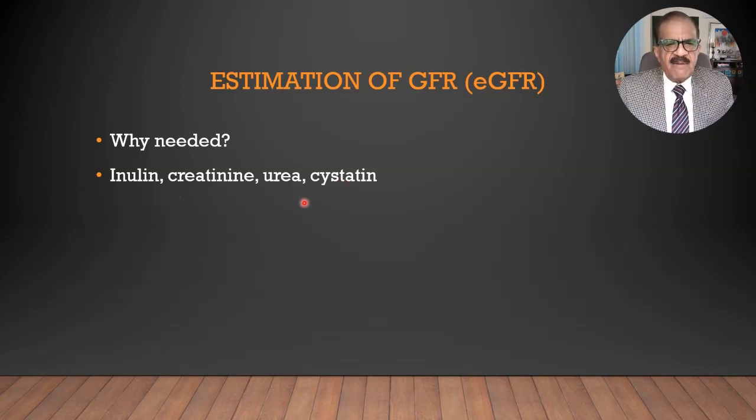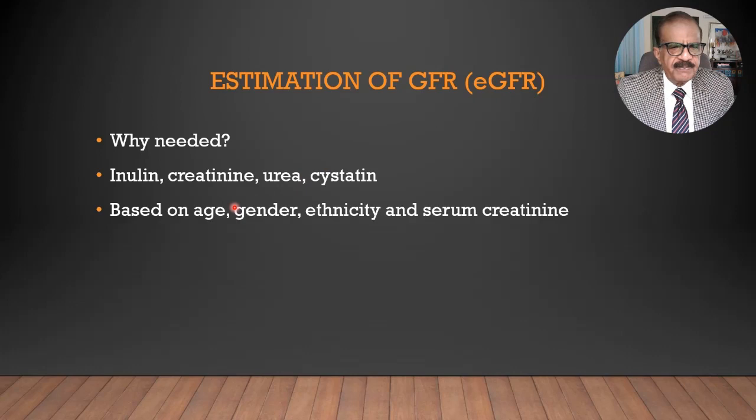Luckily nowadays we have something called cystatin. Now cystatin is a substance which is present everywhere in all diets. Every human has this cystatin, and it is very similar to inulin. So without actually having to inject something, we can estimate GFR using cystatin. Cystatin may give you a more accurate value, but creatinine is good enough. For routine purposes, we estimate GFR based on one's creatinine.